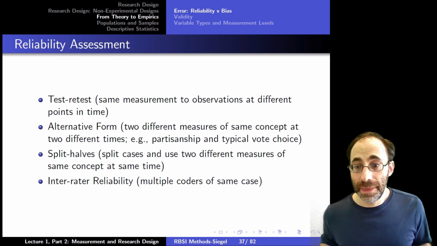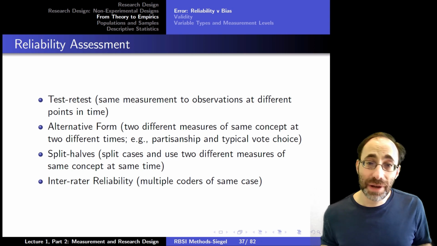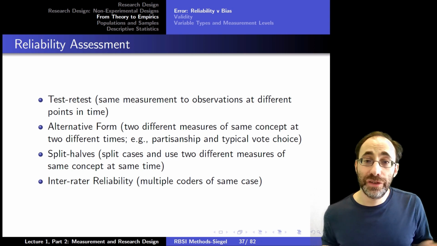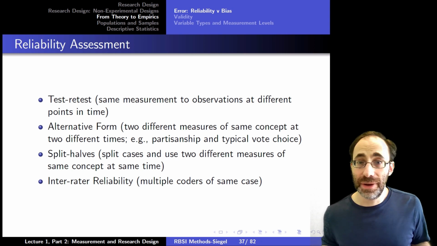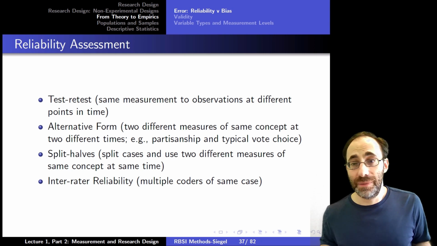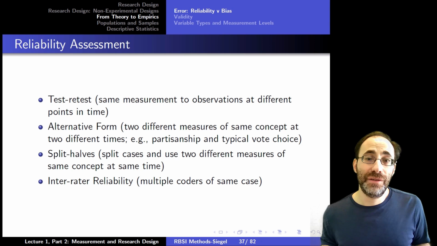Or you can use split halves. You can split your cases up and use 2 different measures of the same concept at the same time on 2 different parts of the population or the sample you have, and if they agree in the measurements, assuming that the samples aren't too different, then you have more confidence that each measure is getting at what you want to get at.